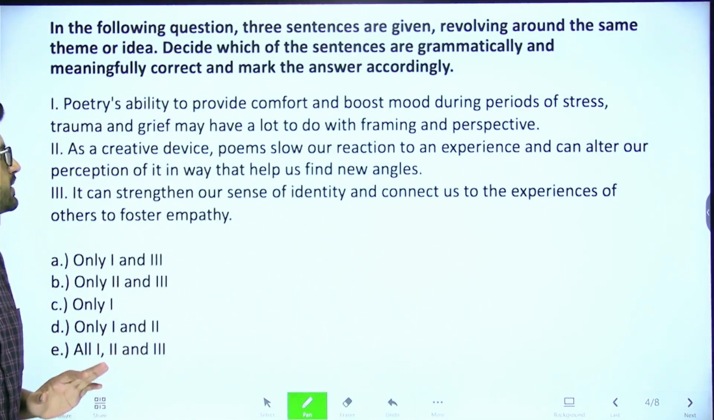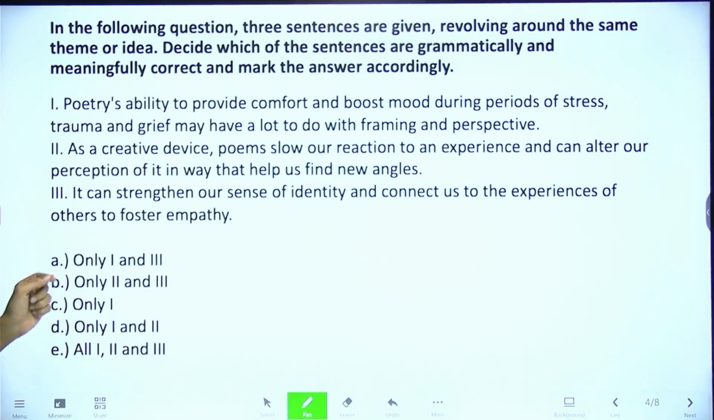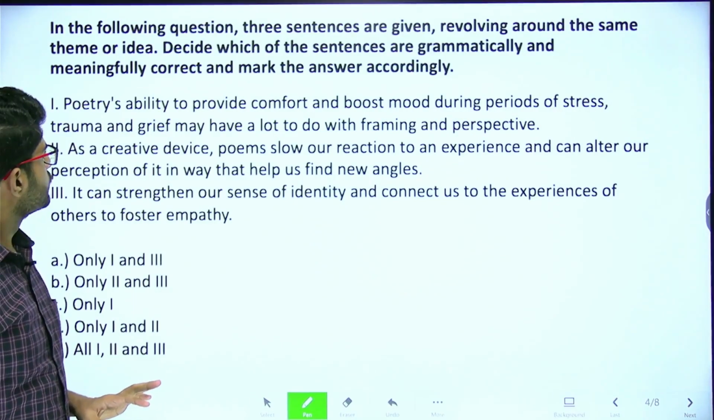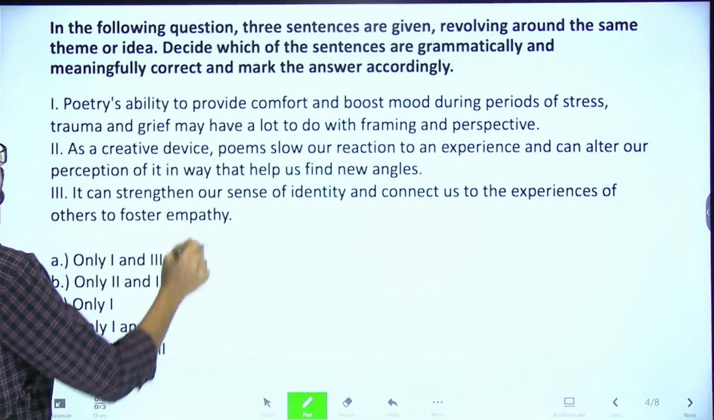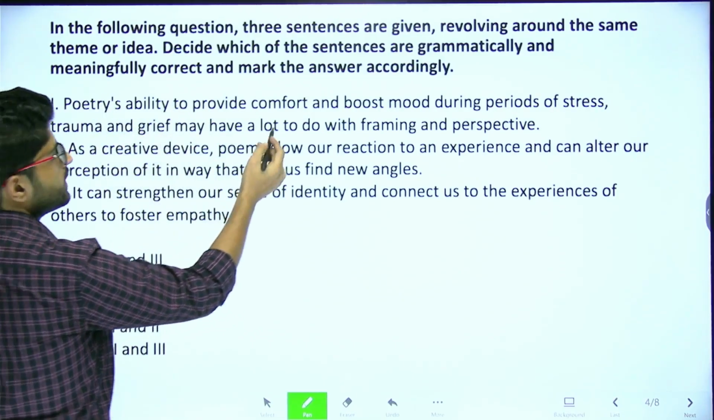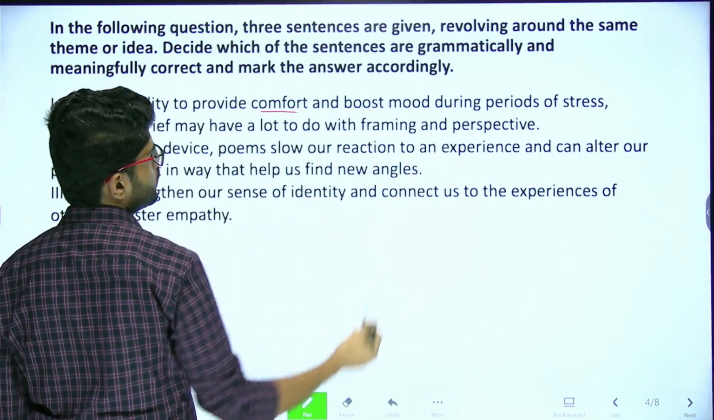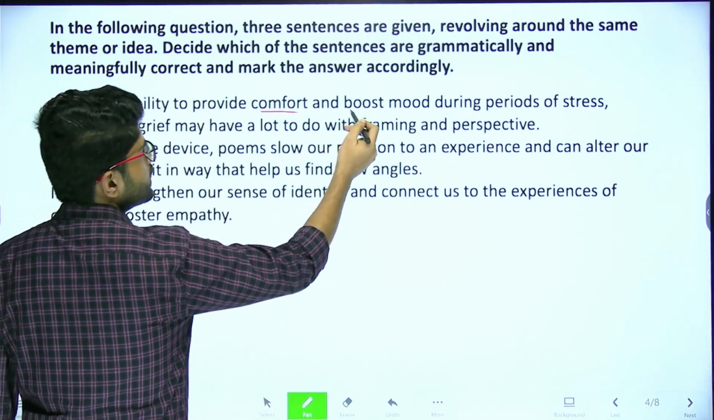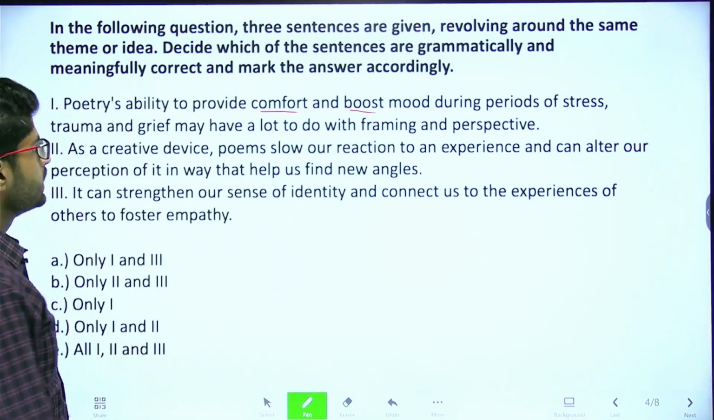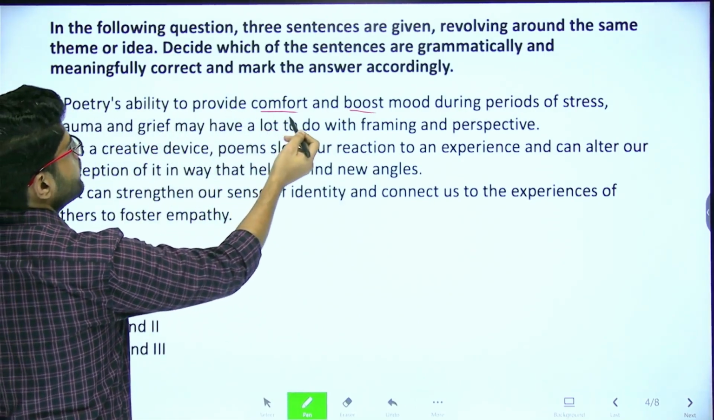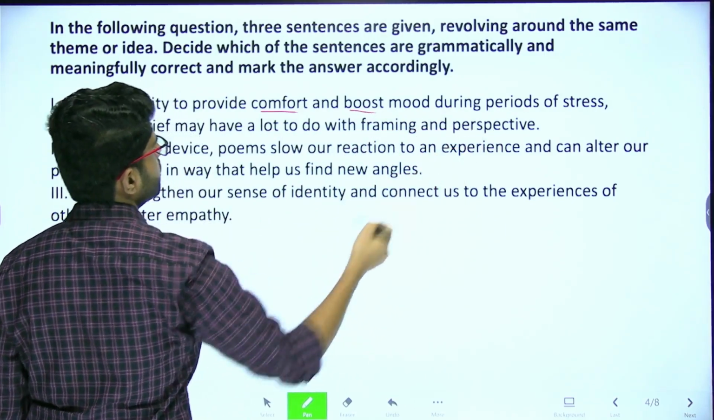In the next set of sentences, the first sentence says, poetry's ability to provide comfort and boost mood during periods of stress, trauma and grief may have a lot to do with framing and perspective. So poetry's ability to provide comfort. Poetry क्या करती है? It provides comfort and, देखो अब, and boost mood during periods of stress. अब यहाँ is boost correct here? क्या boost correct है?